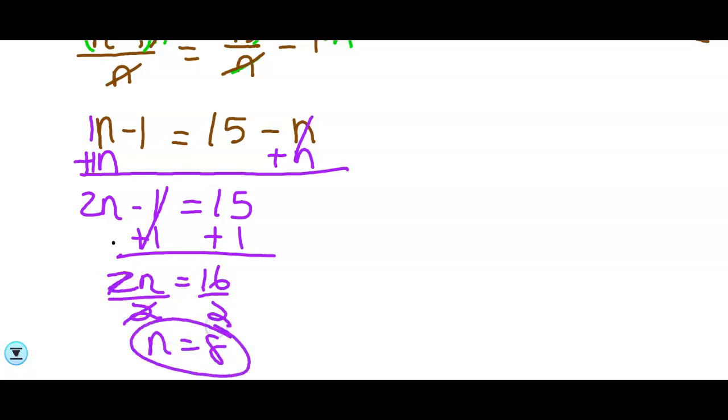What was our excluded value? It was 0. Is that what that is? No. So this is a good answer. That's the answer to the equation. If we got 0 as an answer, we would have to say that's not really an answer. That's an extraneous solution. That's an excluded value. Okay? So that was your teacher example.